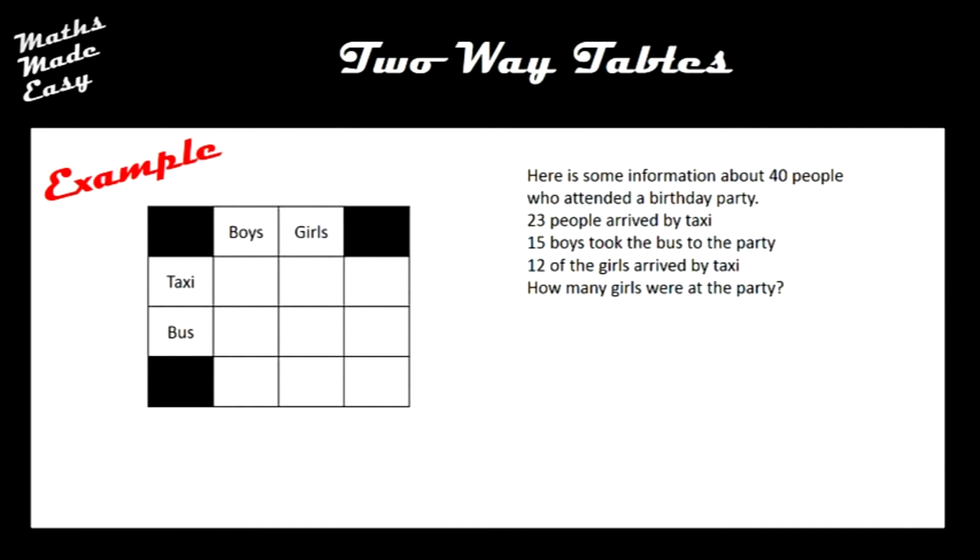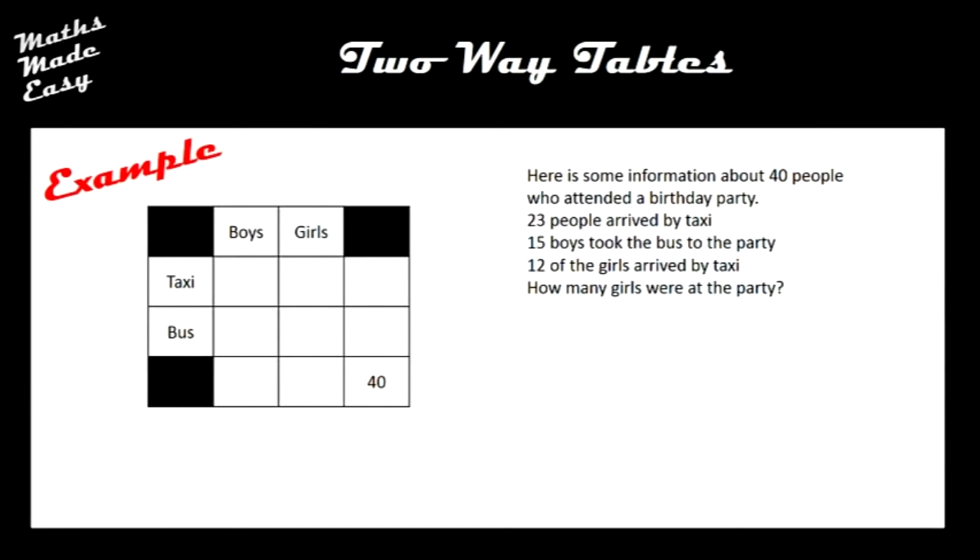Okay, now we need to look at putting in the information that's in the text and adding it to our table. So to start off with the one that people usually miss. Here is some information about 40 people who attend a birthday party. This is the hidden one. This is the master total. There are 40 people at this party, so that needs to go in my box in the bottom right corner just there.